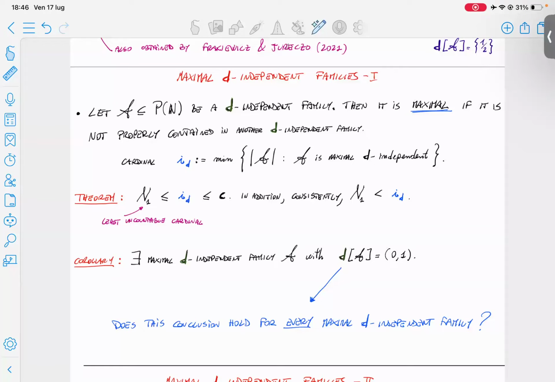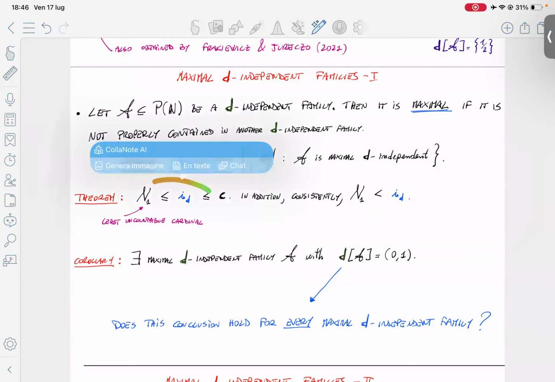But what is interesting is that in addition, consistently, so there exists a model of ZFC, adding something else, in which this cardinal ED is strictly bigger than aleph 1. Of course, if here we use the continuum hypothesis, then that's false, because with the continuum hypothesis, these two cardinals are equal. So everything else would be the same.